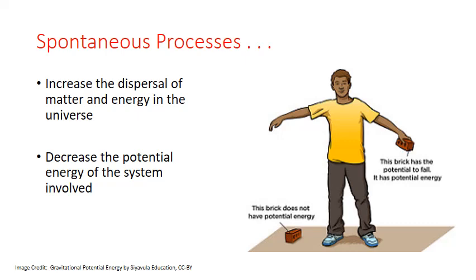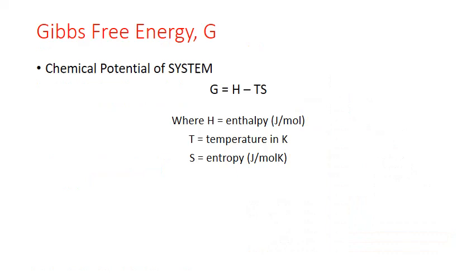The same concept applies to chemical systems. The potential energy of the substances involved in these systems is known as the chemical potential energy, or Gibbs free energy. Gibbs free energy is defined as the chemical potential of the system. It represents the enthalpy of the system, H, minus the temperature of the system in units of Kelvin, times the entropy of the system, S.